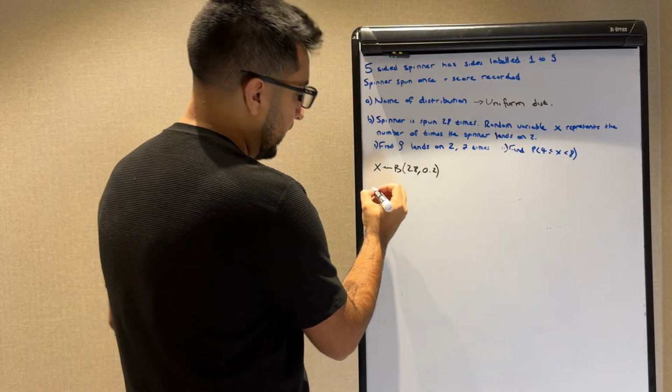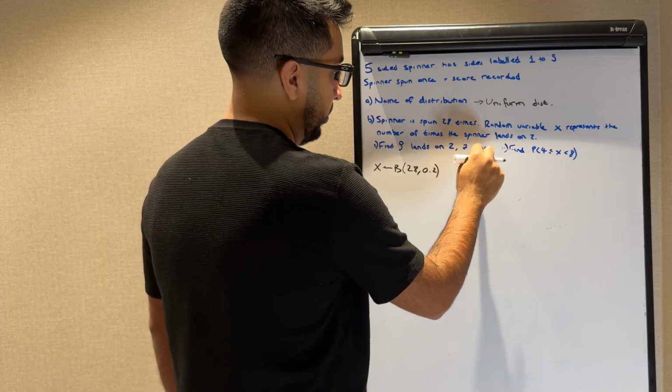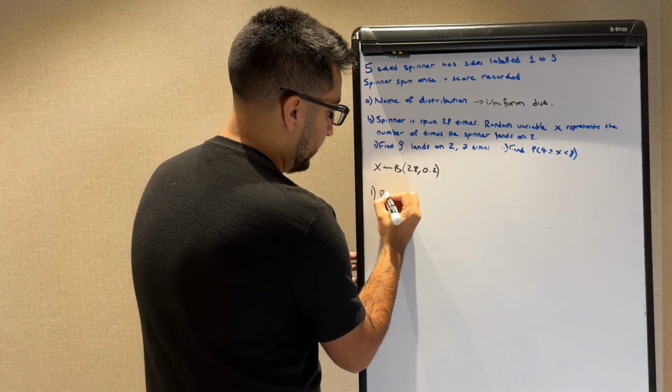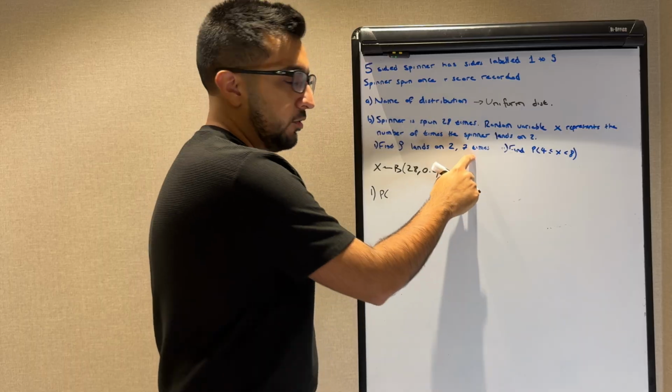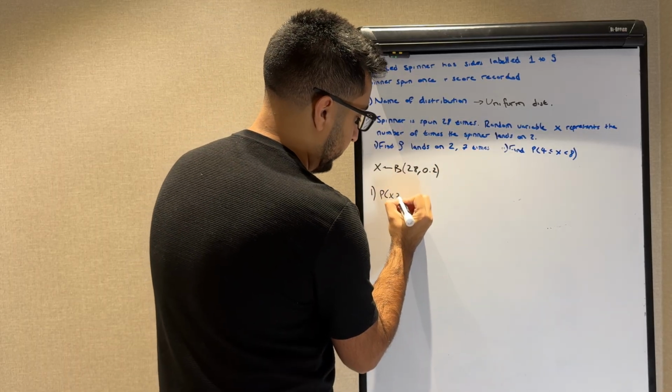Cool. Now we can start on part 1. We want to find the probability that it lands on 2 7 times. Now, I miswrote this. The question says at least 7 times. So we have X is greater than or equal to 7.